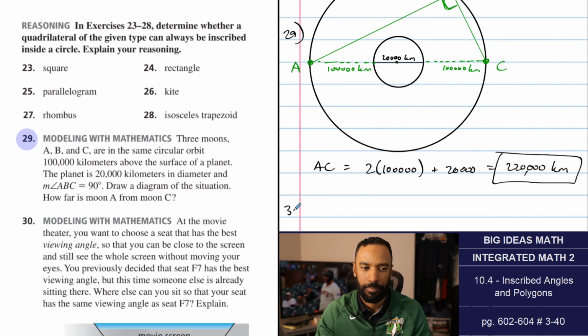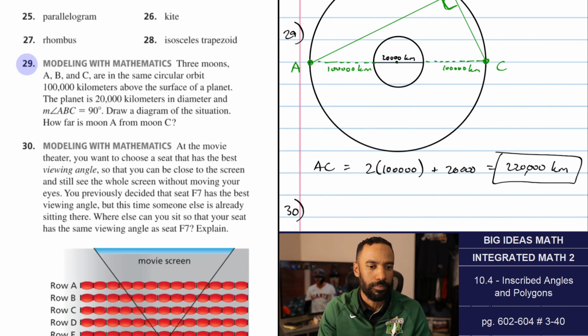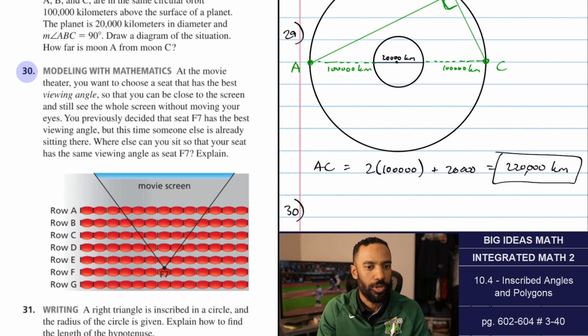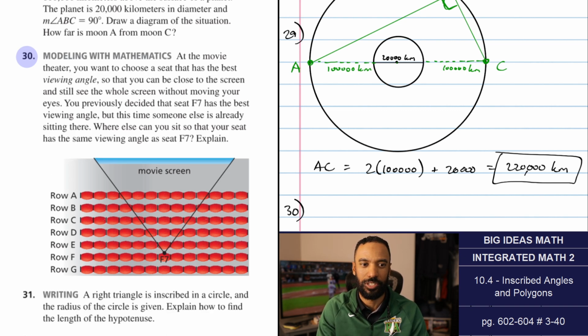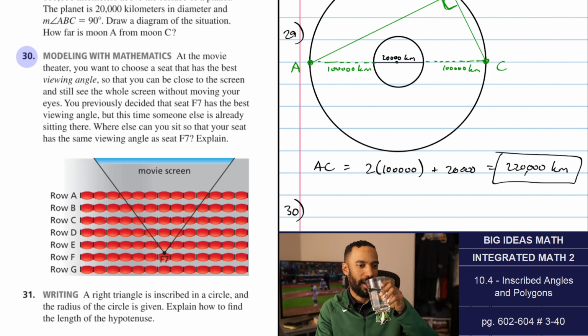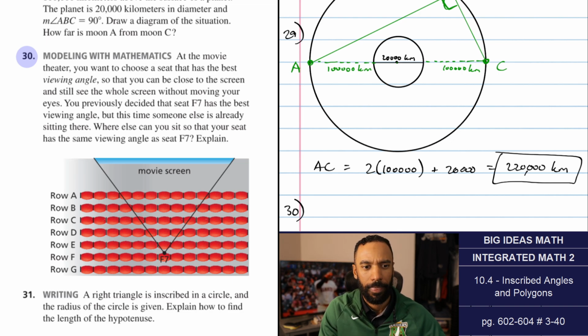And there's the diagram. Number 30. At the movie theater, you want to choose a seat that has the best viewing angle, always. So you can be close to the screen and still see the whole screen. Oh, now it sounds like an IMAX screen. See the whole screen without moving your eyes. Oh, I see what they're saying.